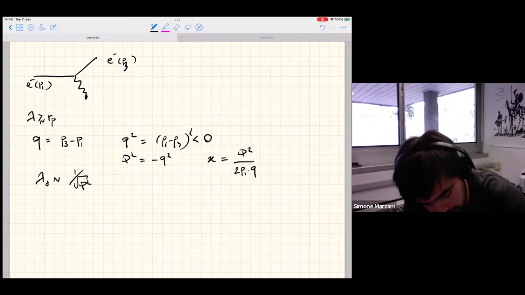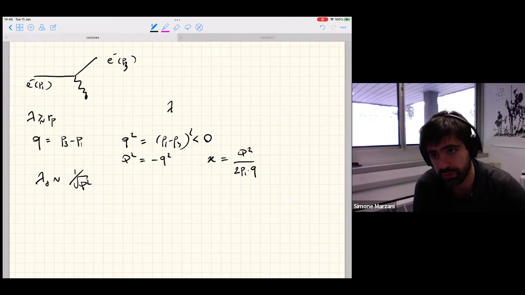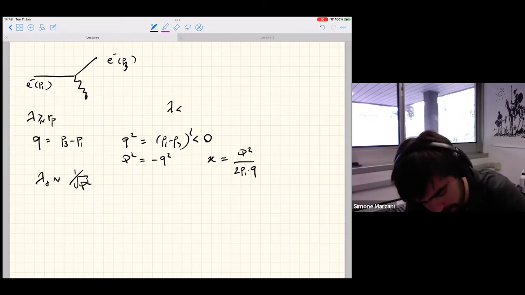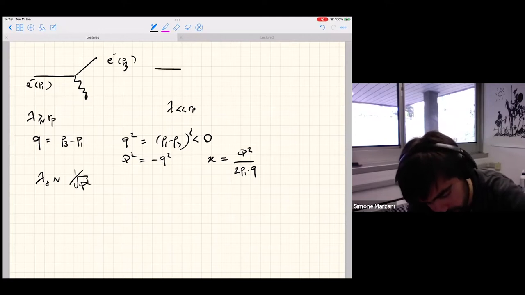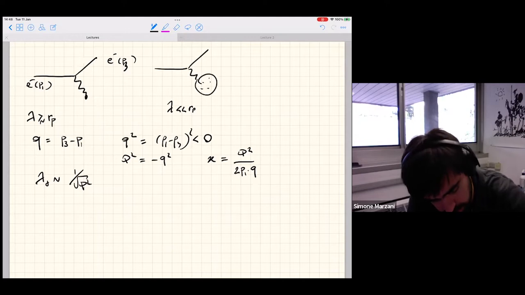But then if we pump up our momentum transfer, and so we are able to reach a lambda which is much smaller than the radius of the proton, all of a sudden we can resolve the fact that the proton is not point-like. I said that these were not Feynman diagrams. We are able to resolve the inner structure of the proton.